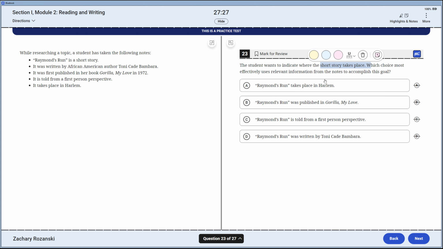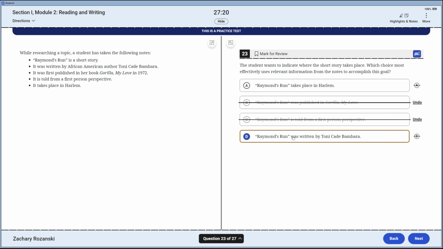Indicate where the story takes place. Takes place in Harlem, seems to be a where it was published. That's where it was published, not where the story takes place. It's told from, that's a device within the story, and then who wrote it, right? It says where the story takes place. Easy peasy on that A. And I have been selecting good.